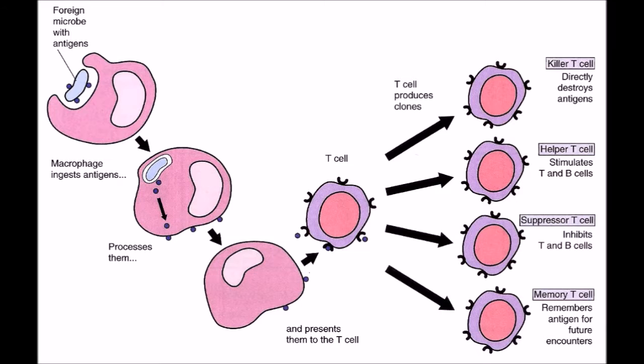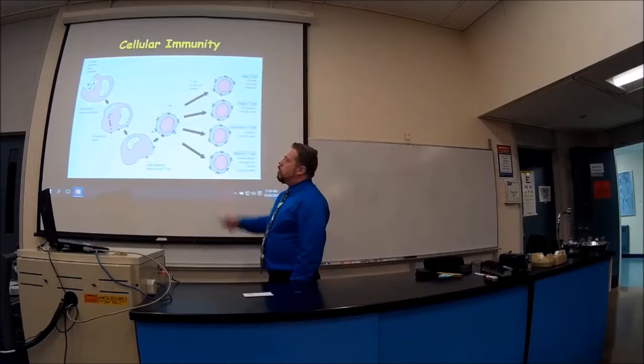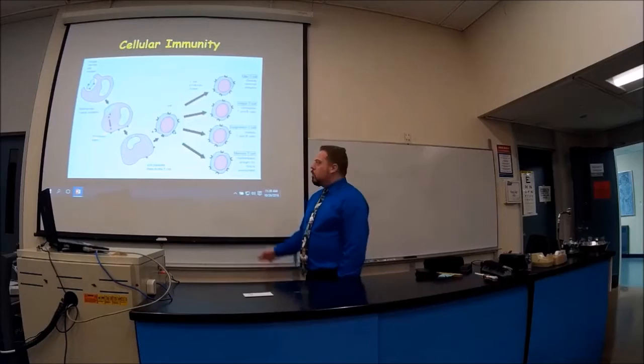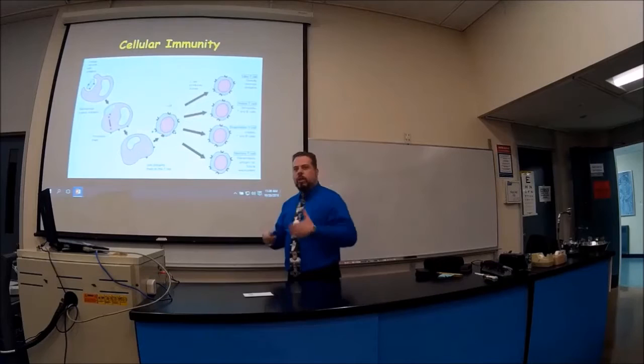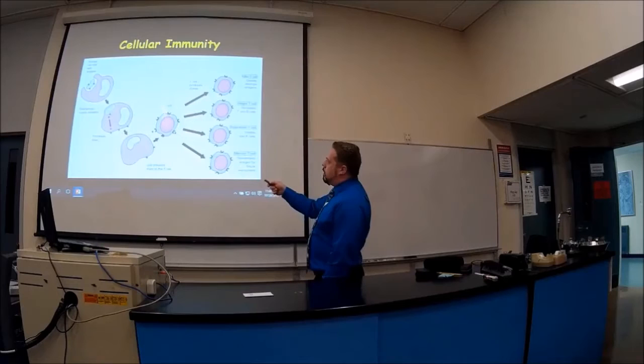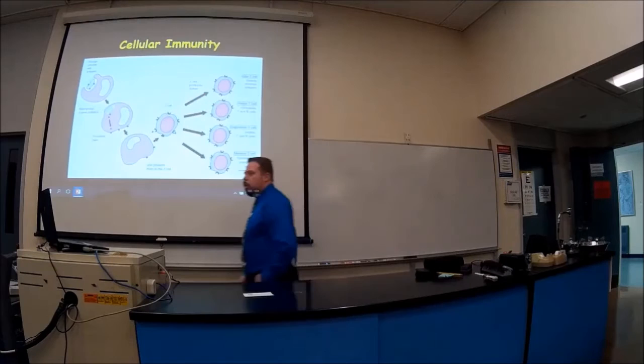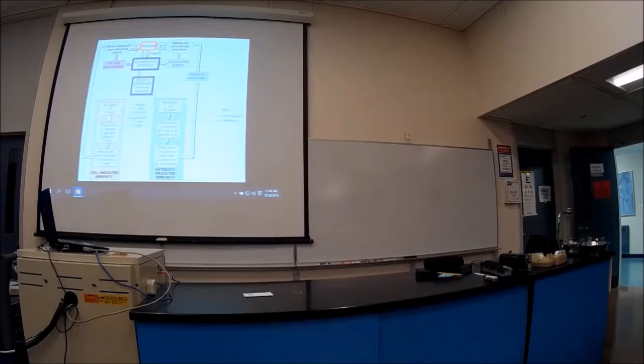Again, a macrophage over here is going to destroy that bacteria. It's then going to put a piece of it out here so that the T cell over here, that killer T cell, sees it, and it's going to present it so that the killer T cell can do its thing, right? So a T cell can become a killer T cell, a helper T cell, a suppressor T cell, or a memory T cell. It's all together over here. Okay? This over here kind of puts this all together again.